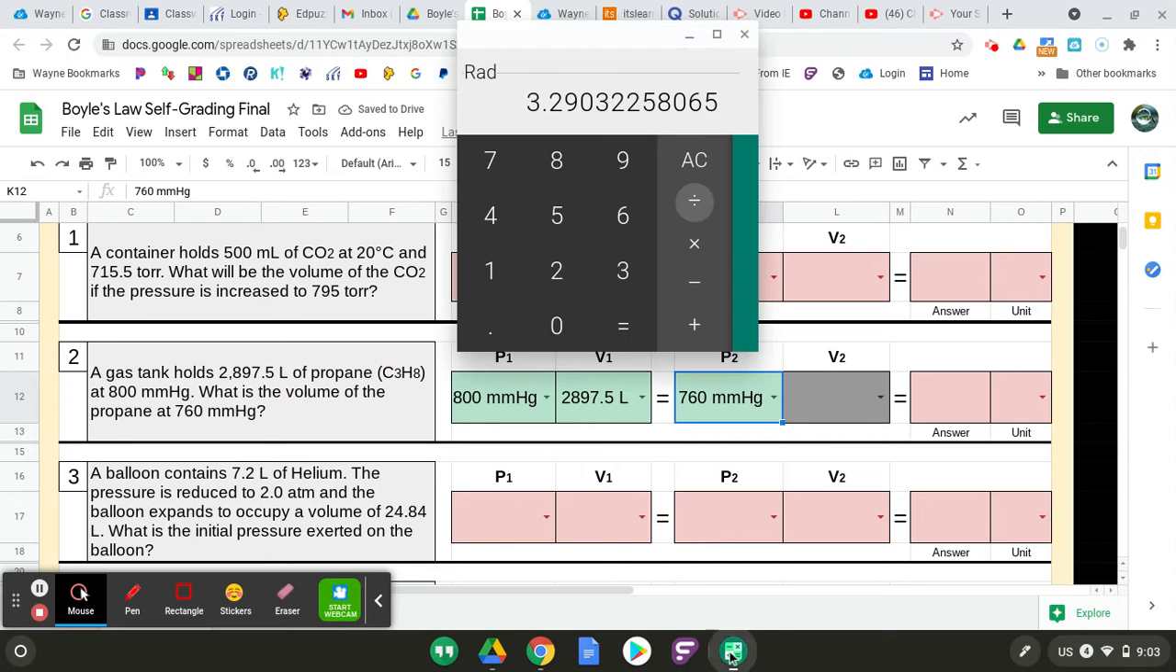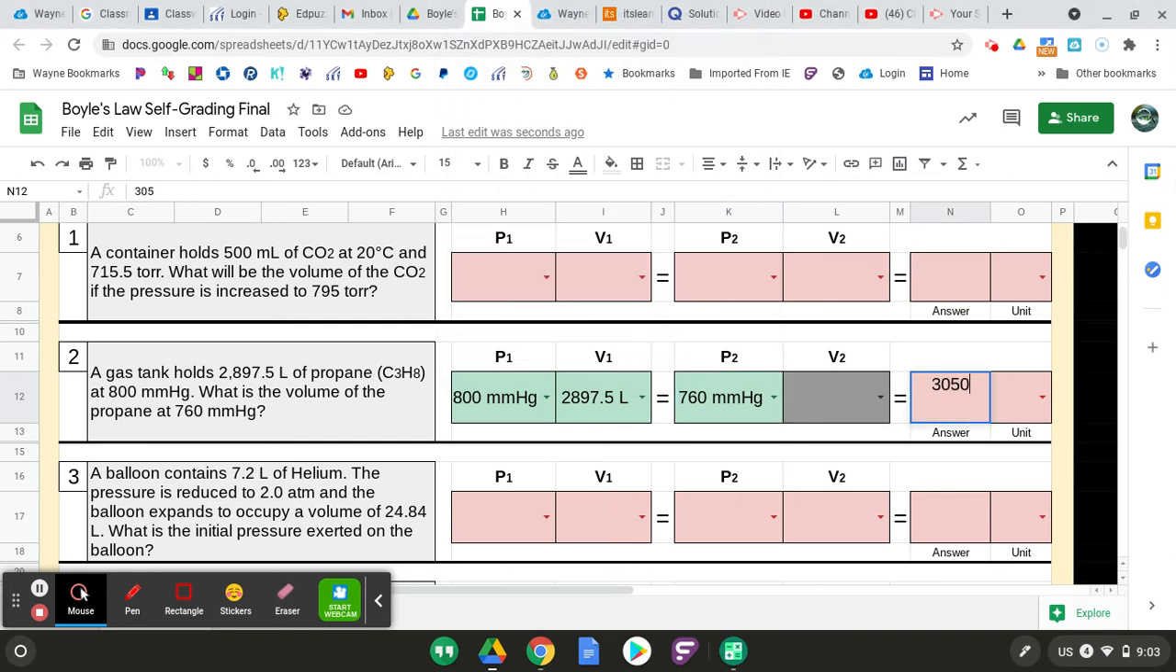To get our answer, we'll do 800 times our 2897.5. And then to get V2, which is like your X, by itself, we'll divide both sides by 760. And that answer is 3,050. And your answer is going to be to the hundredths place.